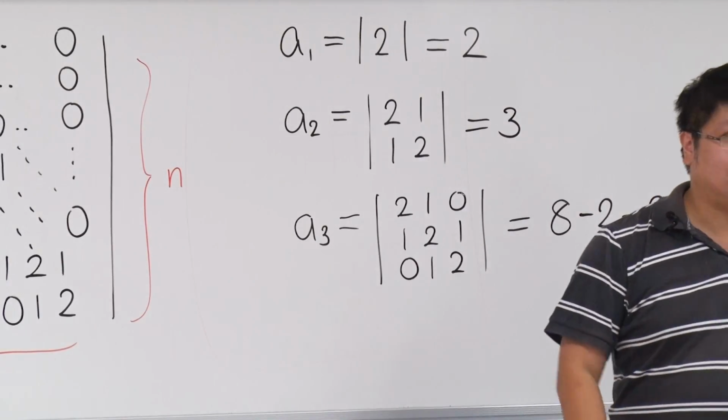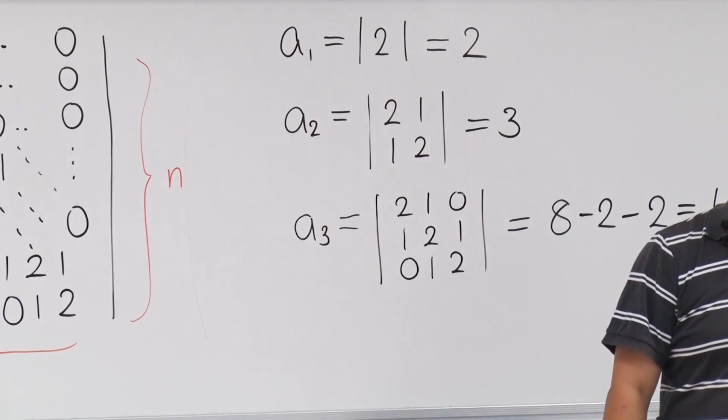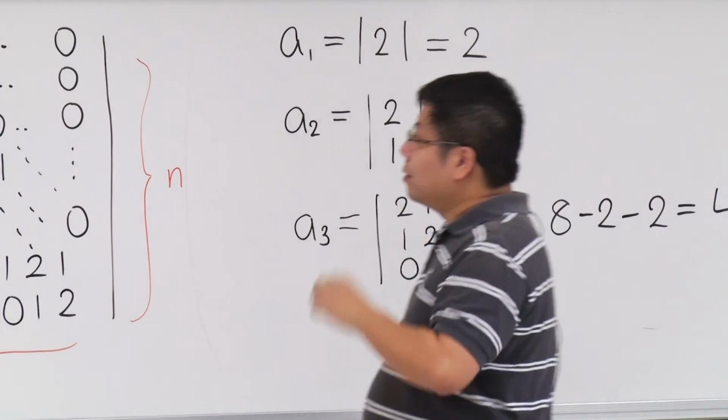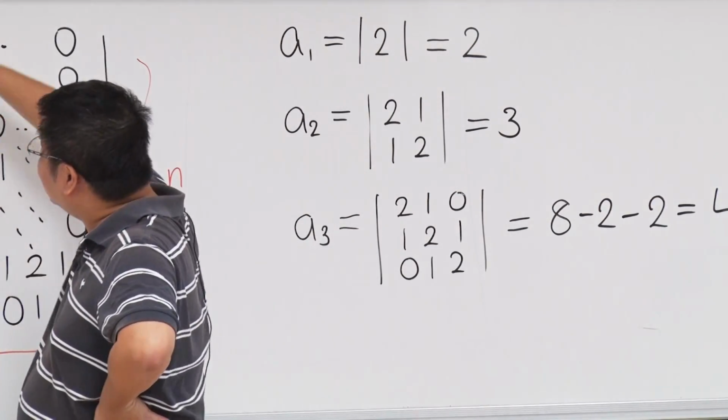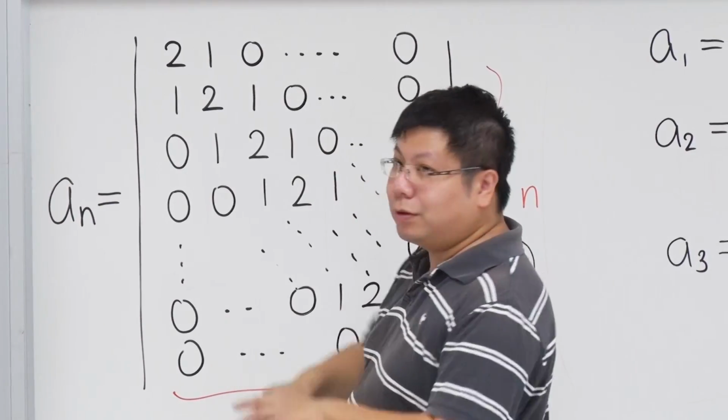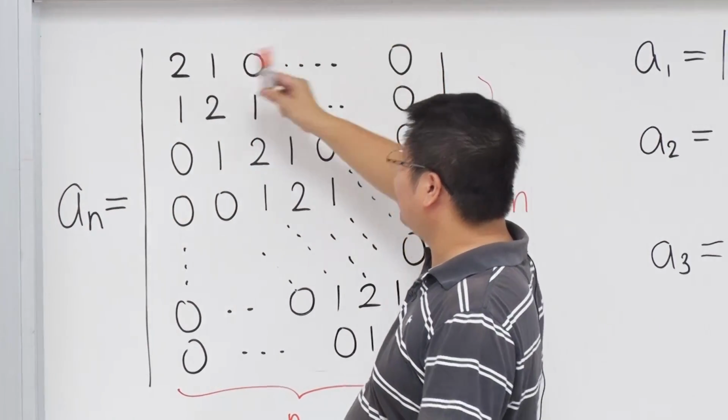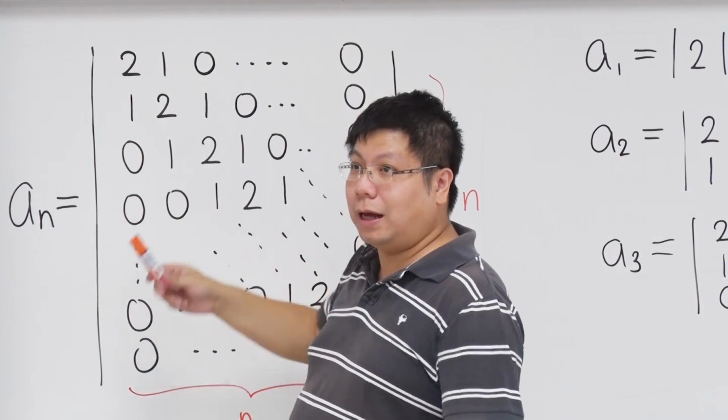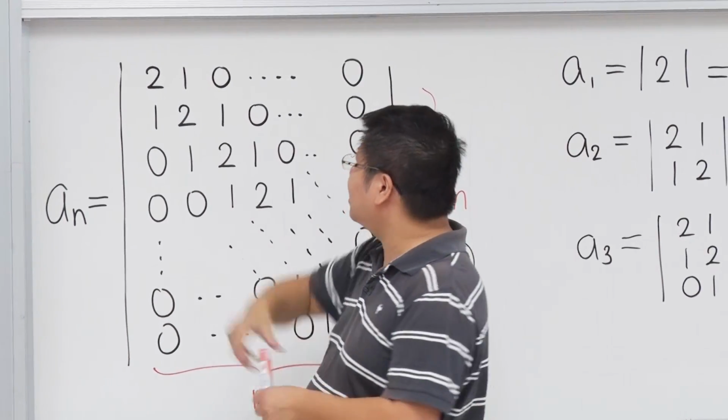Okay. In general, how do we compute the determinant? So in general, to compute the determinant, you can fix a certain row or you can fix a certain column. Any row, any column will be fine. Let's say we fix this row.